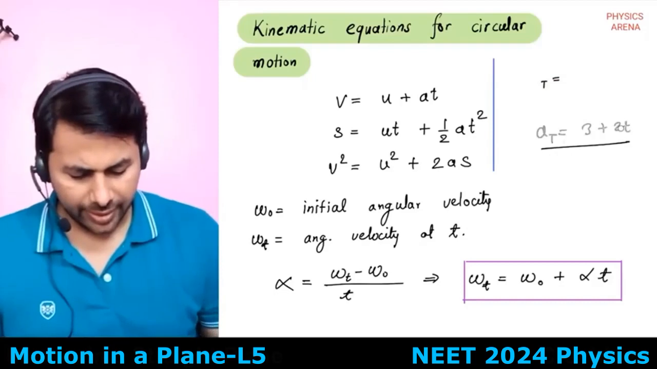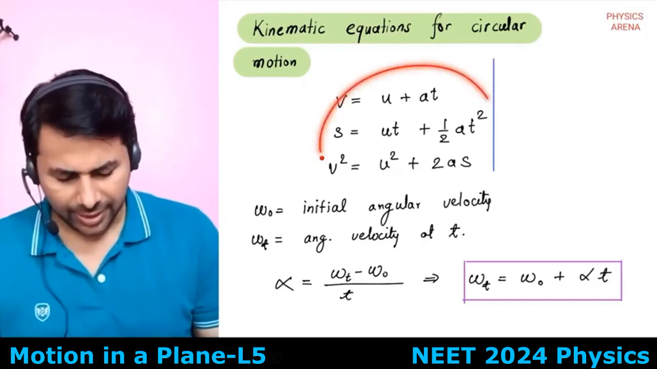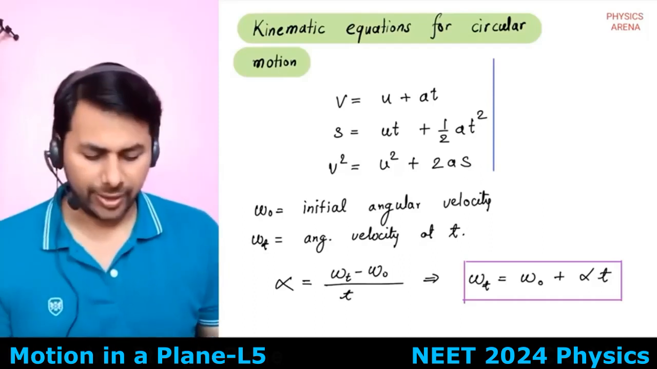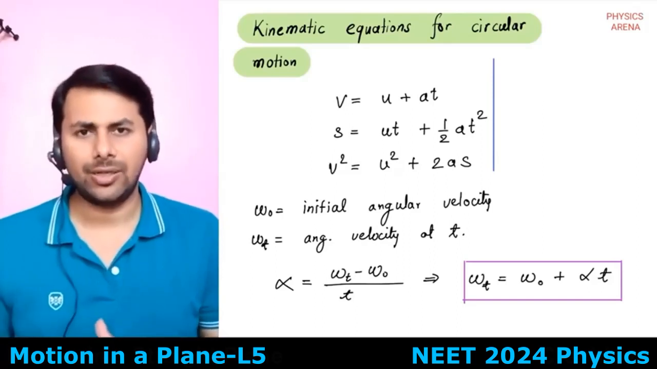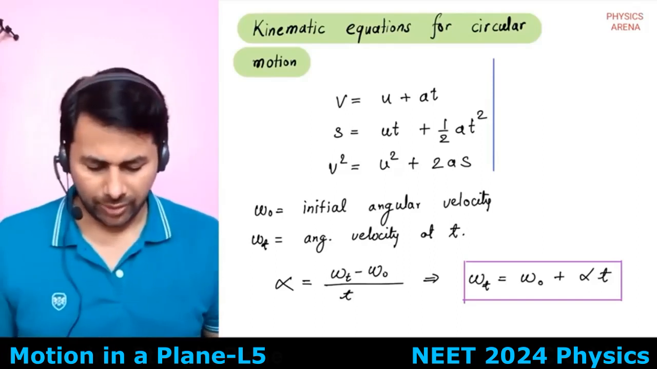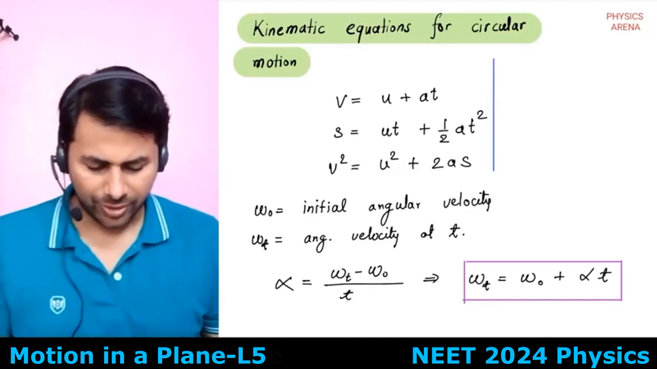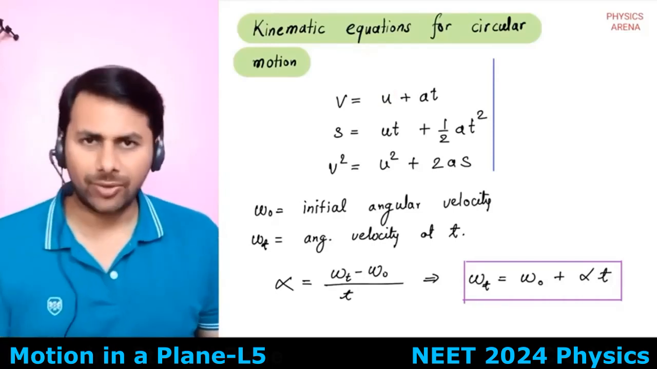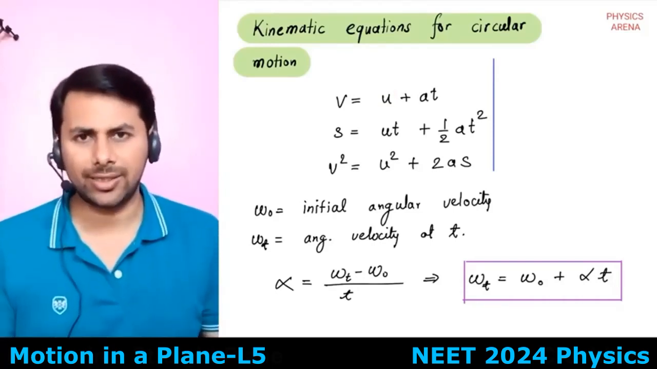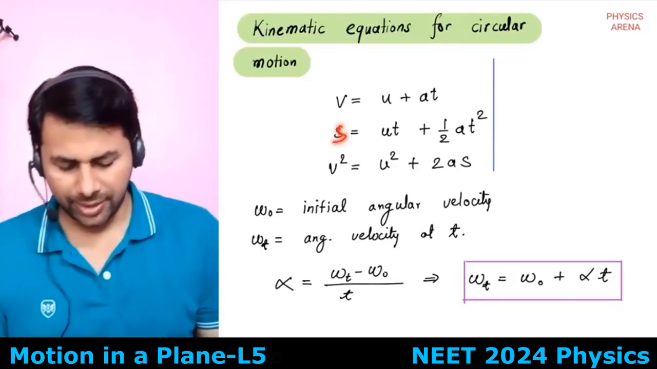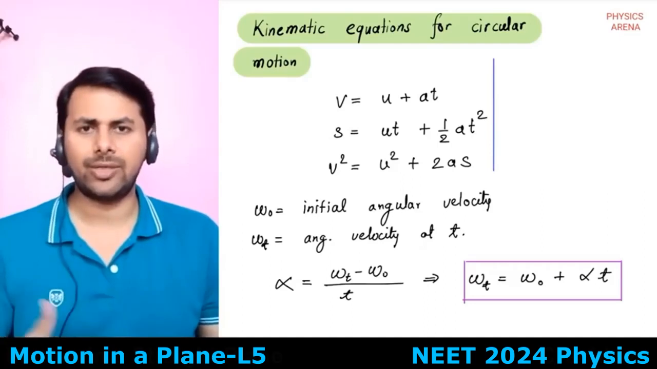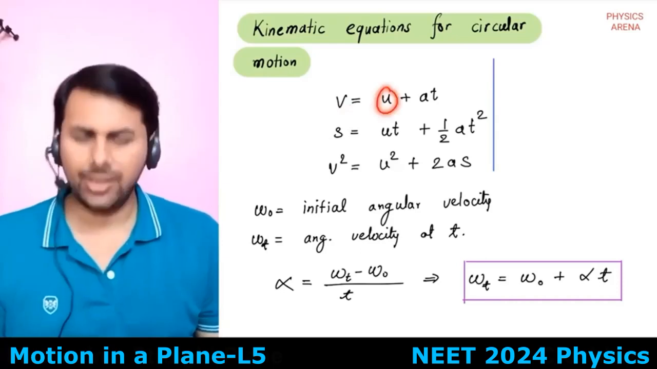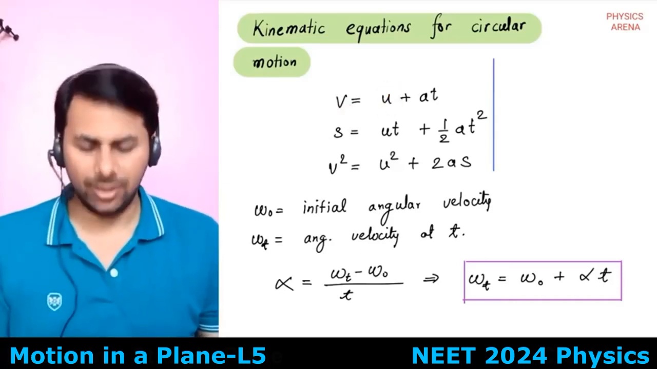Then we can use these equations as they are in circular motion, and we can also transform these equations and get angular kinematic equations. So how can we get them? To get angular kinematic equations, you just have to replace velocity with angular velocity, acceleration with angular acceleration, etc., and distance covered, or displacement, will be equal to the angle covered.